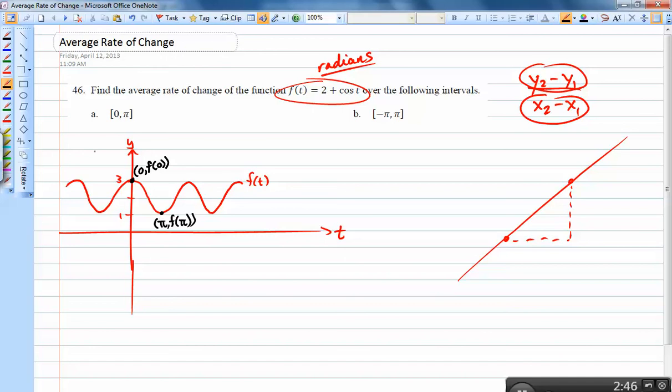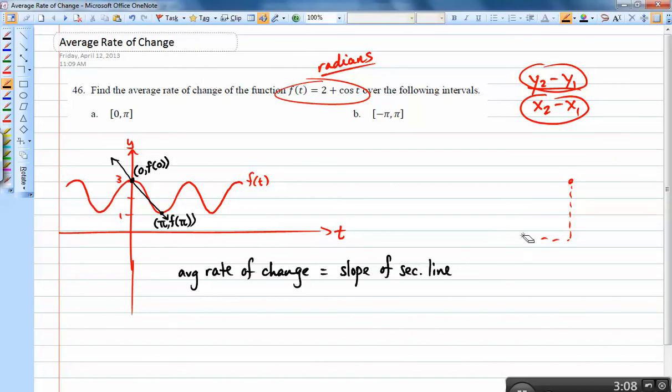And what I need is the slope of this line that goes through it. So average rate of change is the same thing as slope of the secant line. Secant because it cuts through more than once. And that's really going to be f of pi minus f of 0 all over pi minus 0. So it's y2 minus y1 over x2 minus x1.